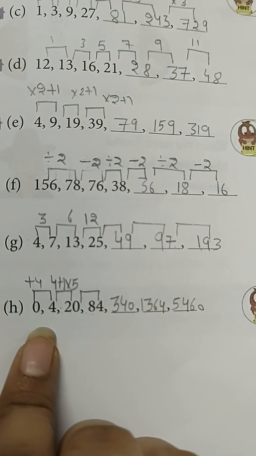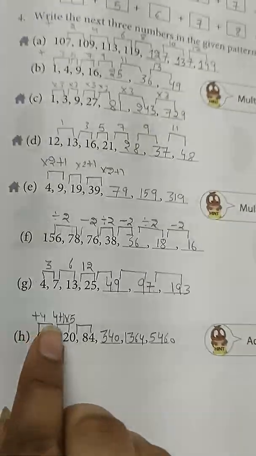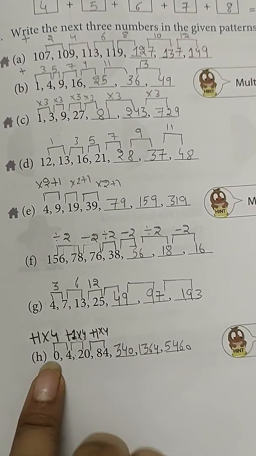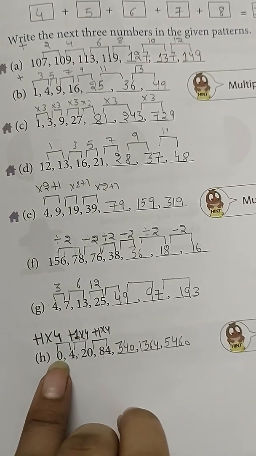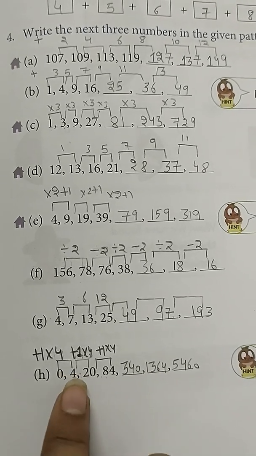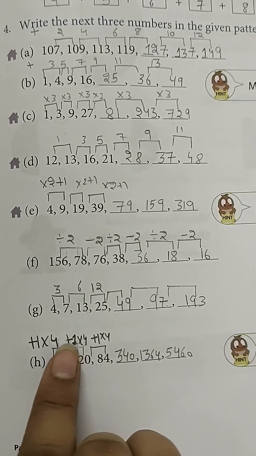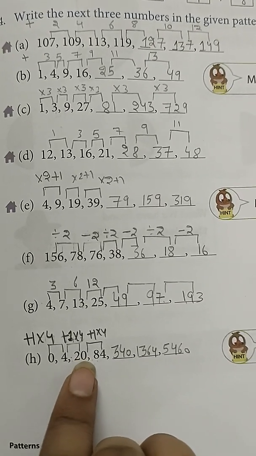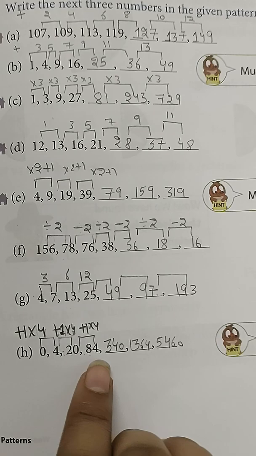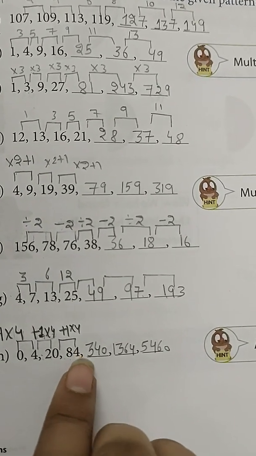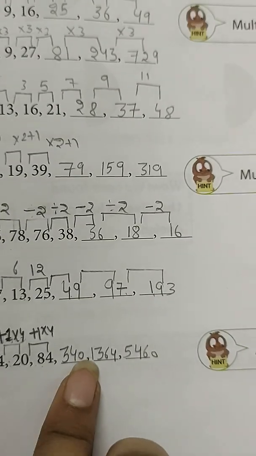Here if you add 1, 0 plus 1 is 1. 1 multiplied by 4 is 4. So then you get 4. Now 4 plus 1 is 5. 5 multiplied by 4 is 20. 20 plus 1 is 21. 21 multiplied by 4 is 84. Now 84 plus 1 is 85. 85 multiplied by 4 is 340.